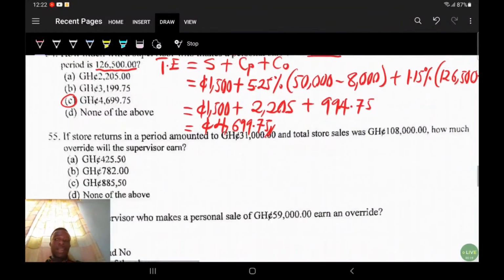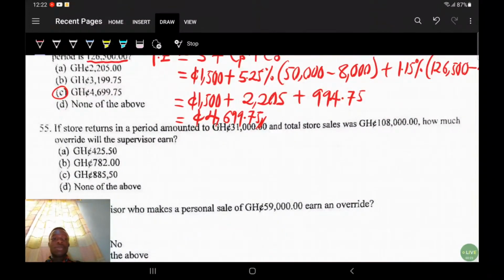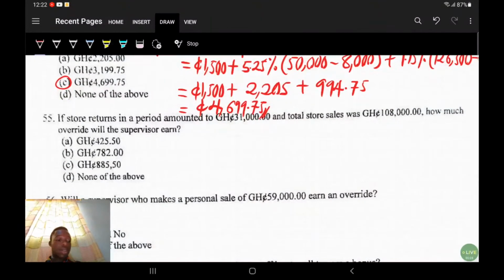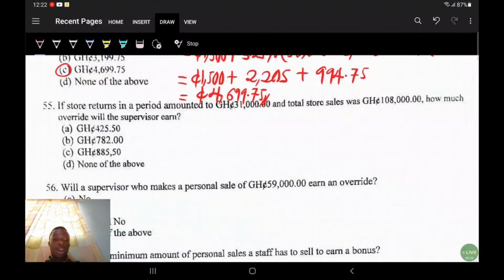So there was some technical challenge, so I need to rectify. Sorry for that distraction. So let's move on to question 55. I hope you can hear me. If there is any problem with it, please let me know before I continue.